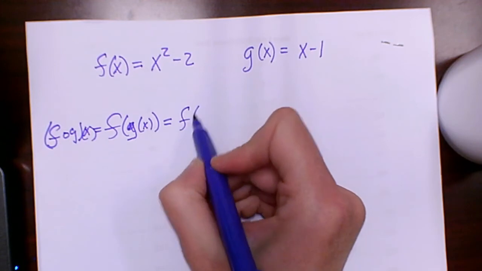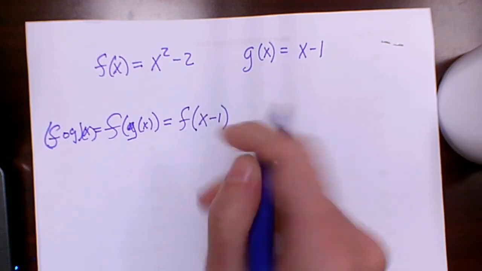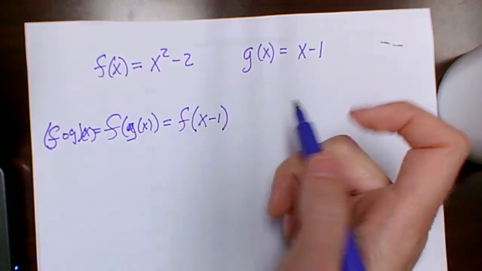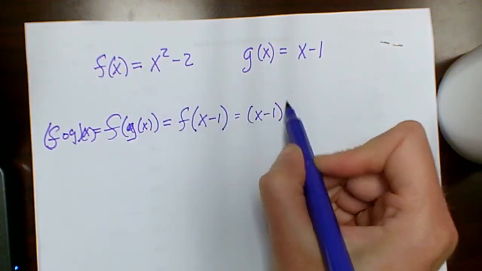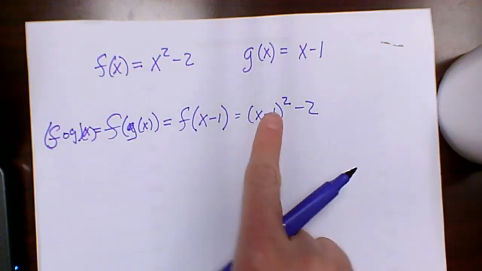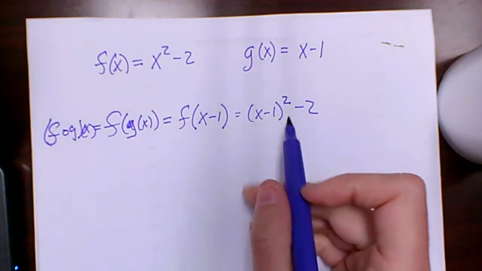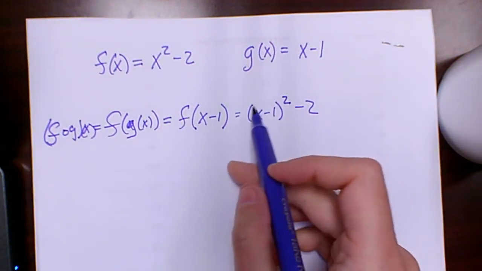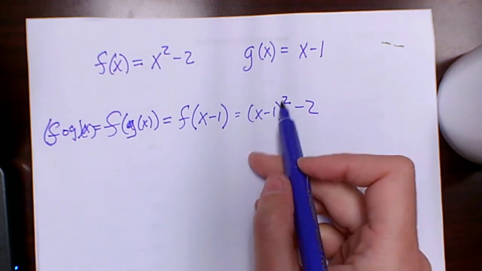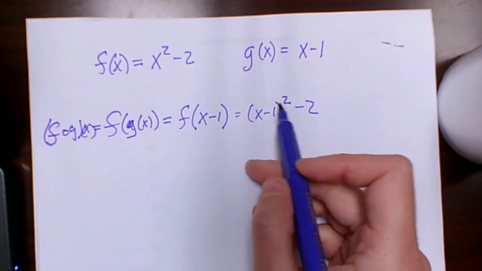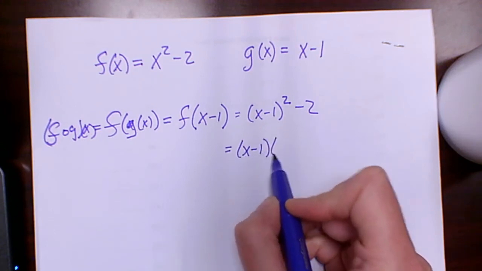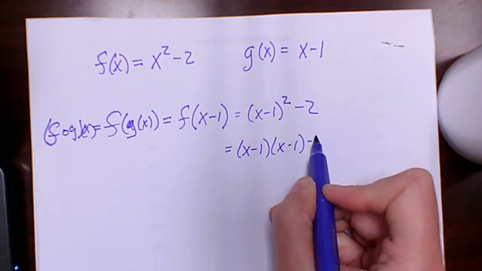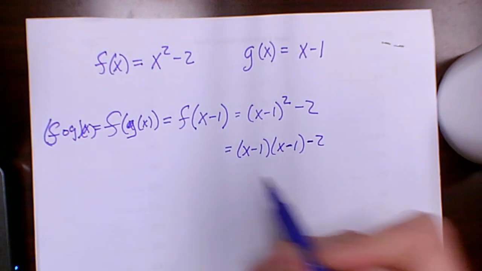So f of g of x, so g of x is x minus 1, and then we are going to input this x minus 1 into our f function. So we have x squared minus 2. You cannot distribute that 2. Do not distribute that 2. What we're going to do is copy and paste and FOIL, unless you know the secret trick to this one.